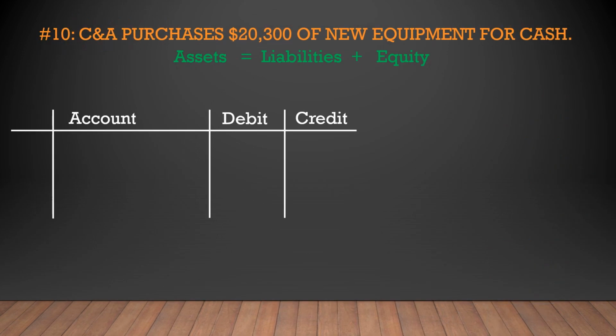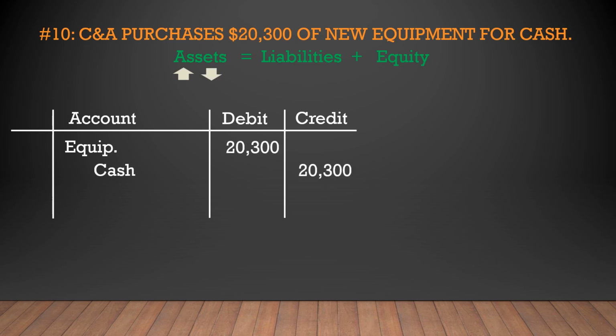Number 10. CNA purchases $20,300 of new equipment for cash. Here we have an increase in the equipment assets acquired and a decrease in cash for the amount dispersed. Consider how we have an increase and a decrease on the same side of the equation. We still have $20,300 of assets, but now that resource is in the form of equipment in the shop as opposed to money in the bank account. We record this transaction by increasing equipment with a debit and decreasing cash with a credit.